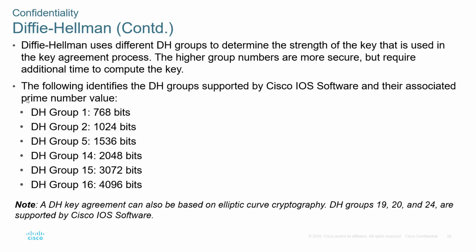DH groups are group 1, 2, 5, 14, 15, 16, and they are all going to be based off of the different bits. Group 1 is 768 bits, group 2 is 1024 bits, group 14 is 2048 bits. Realistically, most people use groups 2 or 14, but when you're doing the VPN, you're going to look at what is actually functional. The DH key agreement can also be on the elliptic curve cryptography, and those are DH groups 19, 20, 24, and they're also supported by Cisco IOS, but they are outside the scope of this. Realistically, understanding the DH group is looking at asymmetric keys and understanding the bit length.